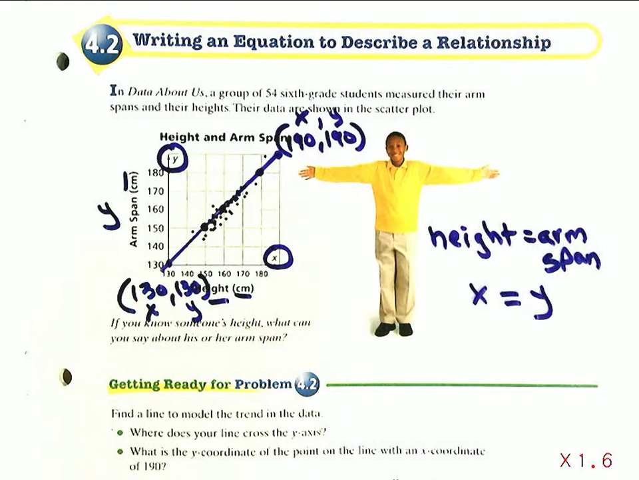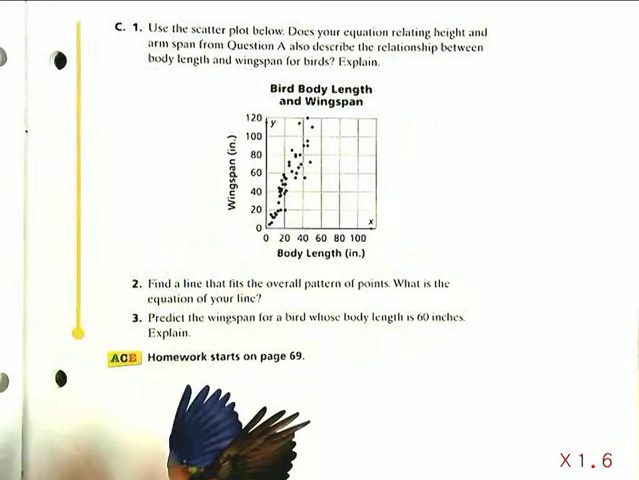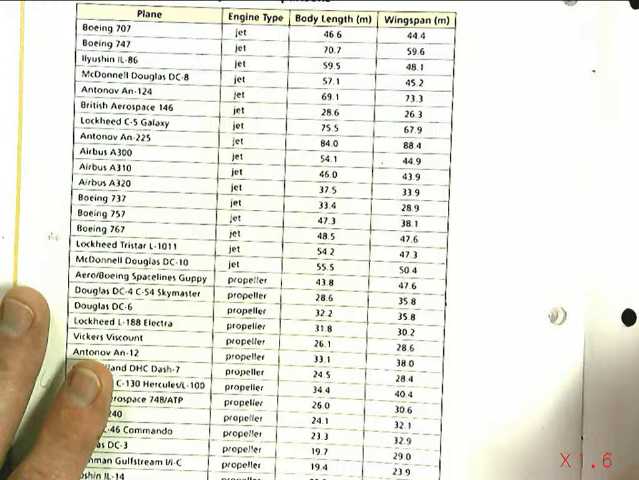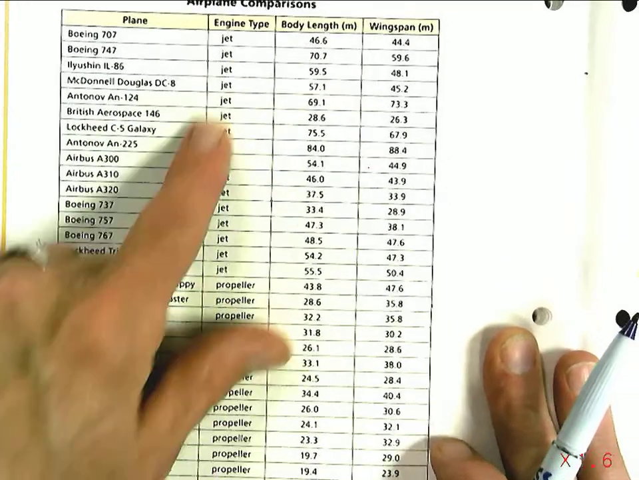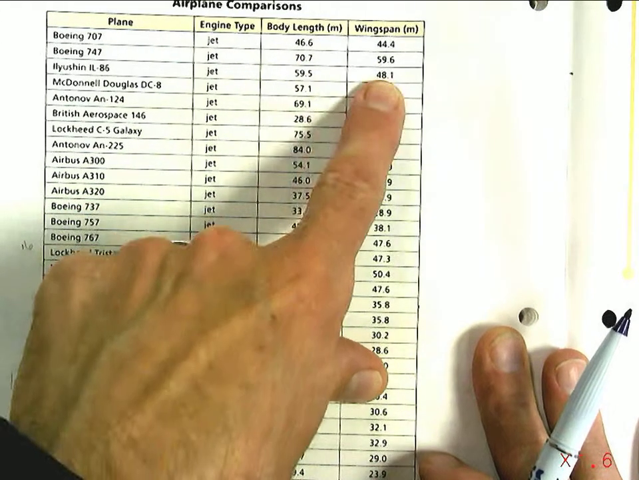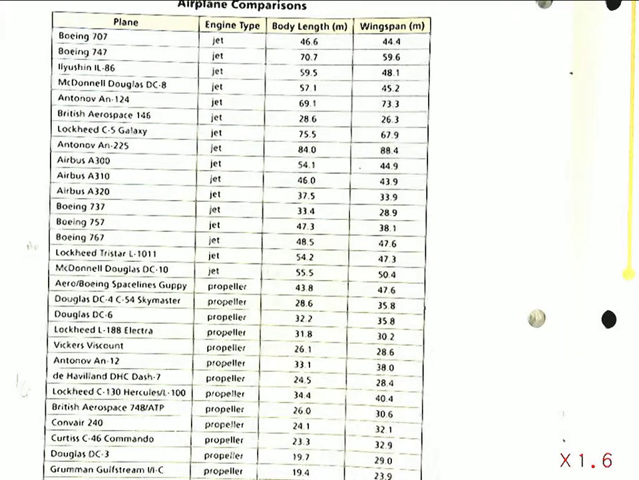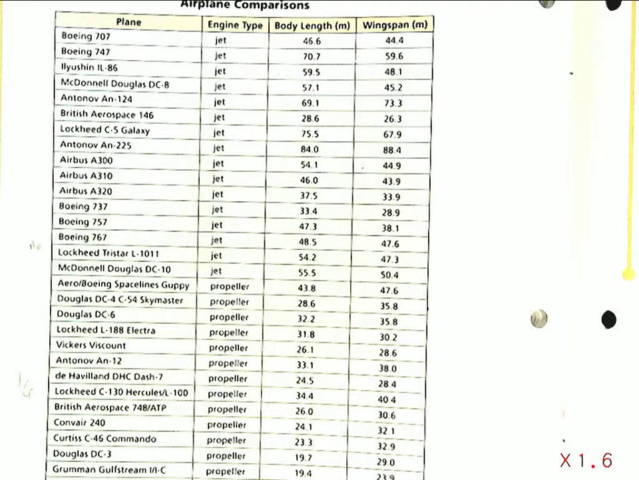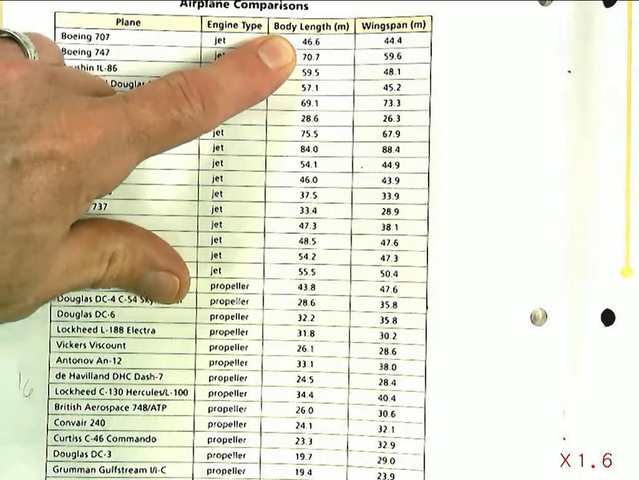Now, the second part of this problem deals with a very similar kind of situation. If you had airplanes, and there are different kinds of airplanes, jet airplanes and propeller airplanes, and you measured the body length of an airplane and compared it to its wingspan, you can see there's some variation between the two. I'm going to show you what I did for this particular problem. We were to take that data and put it into lists in our calculator.